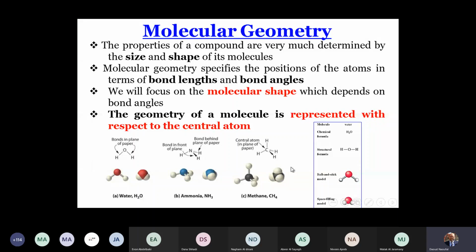So the objective is to find the geometry according to the ball and stick model. And when we are asked to find the geometry, you have to write the name of this geometry. For example, linear, trigonal planar, tetrahedral. So you have to write the name. Second, you have to determine the bond angle. For example, in the case of CH4, the name of the structure is tetrahedral. The bond angle is 109.